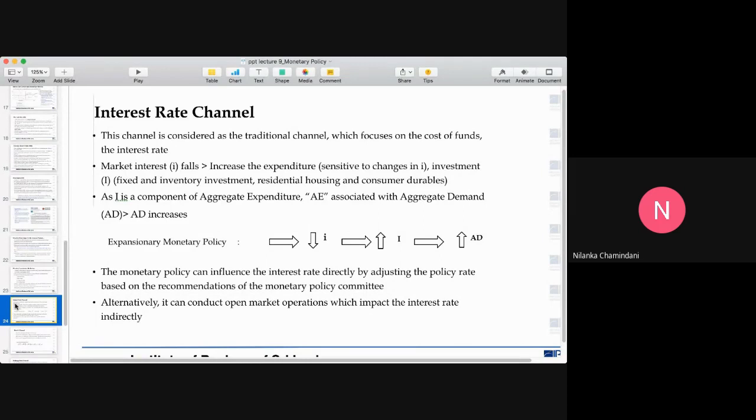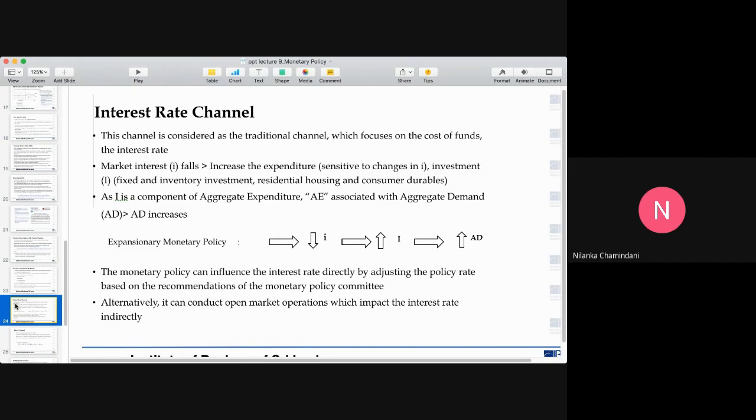In an expansionary monetary policy, the central bank sets the policy rates at low levels. Accordingly, the market interest rate starts to fall. When the market interest rate starts to fall, what will happen? Expenditure and investment increase. Why? The interest rate is low now, so we are not going to keep deposits in the bank because the returns are low, and investors can borrow and invest because the cost of funds is also low.